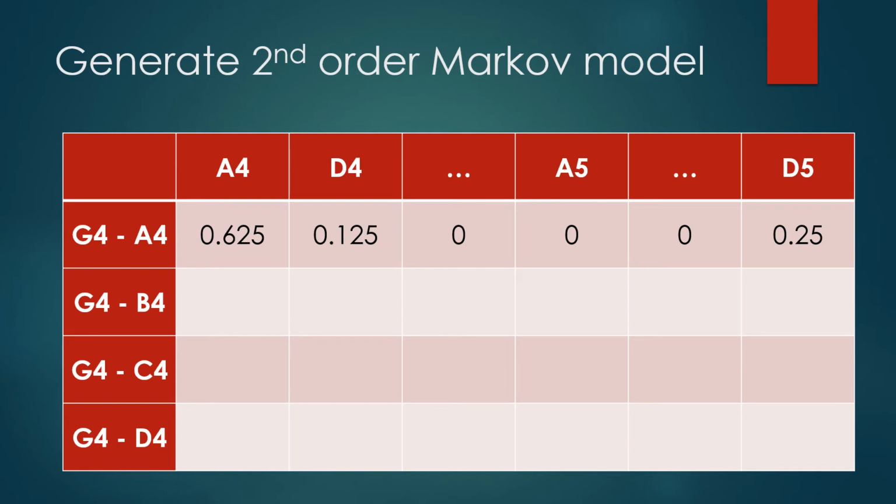For the G4, A4 entry in the probability matrix, we put D4 as 0.125, A4 as 0.625, and D5 as 0.25. We then put zeros for everything else. We go through this process for every two-note combination in the original score. Note that we can also do this process with note durations.